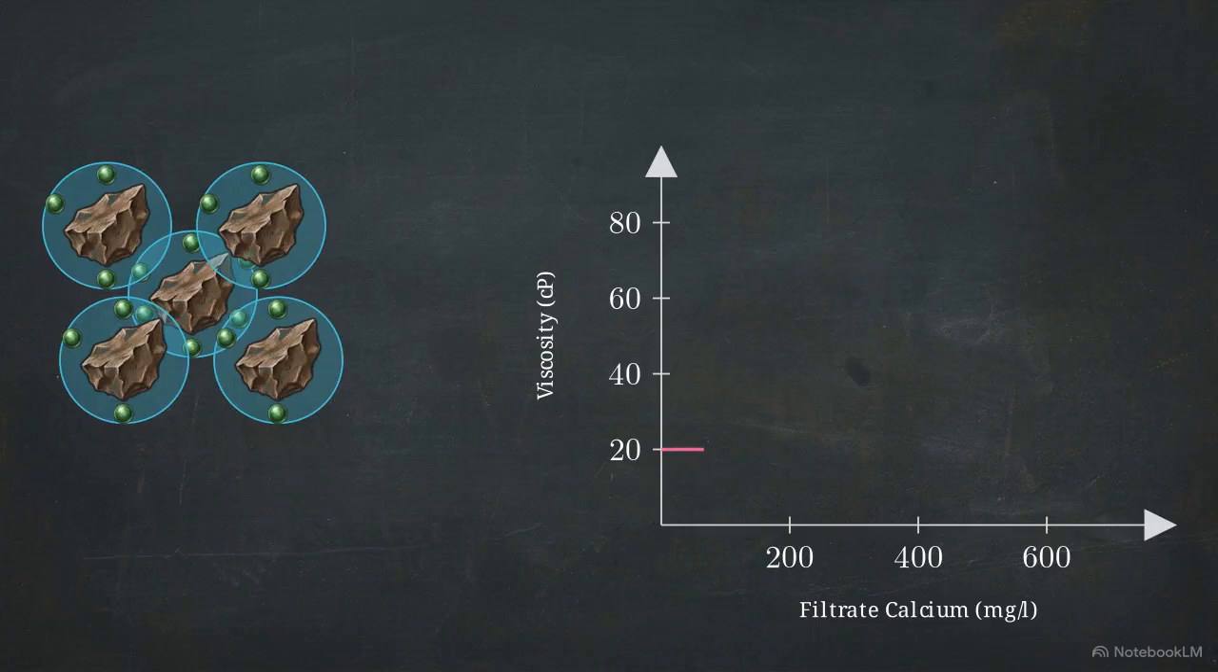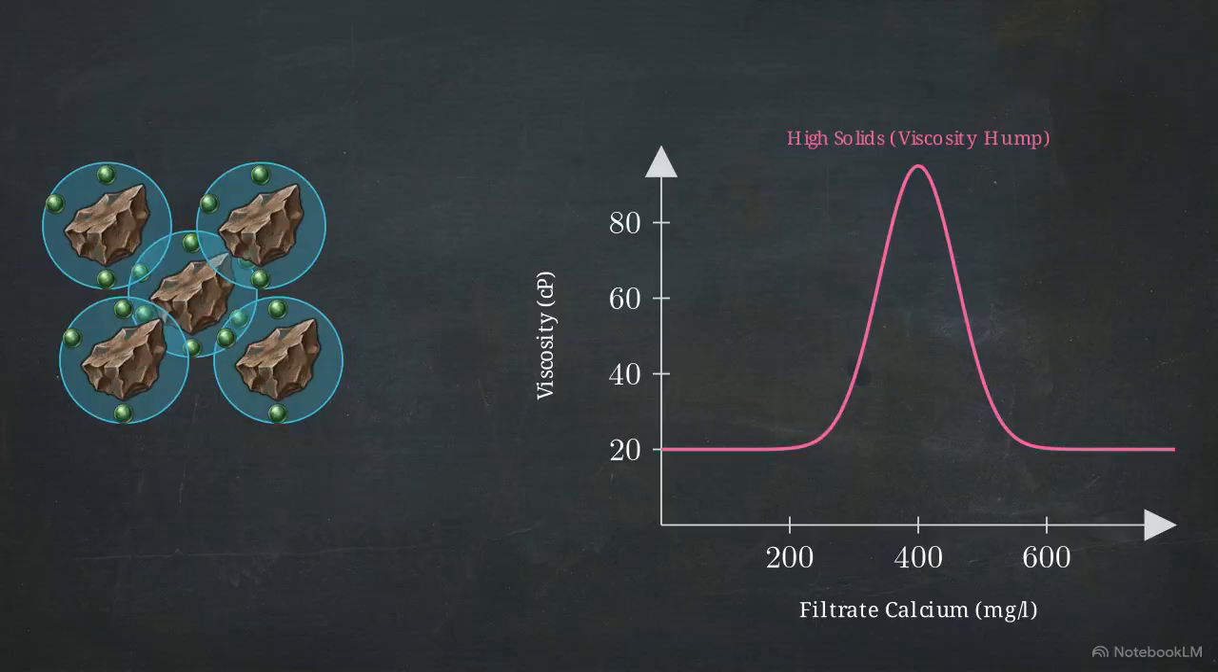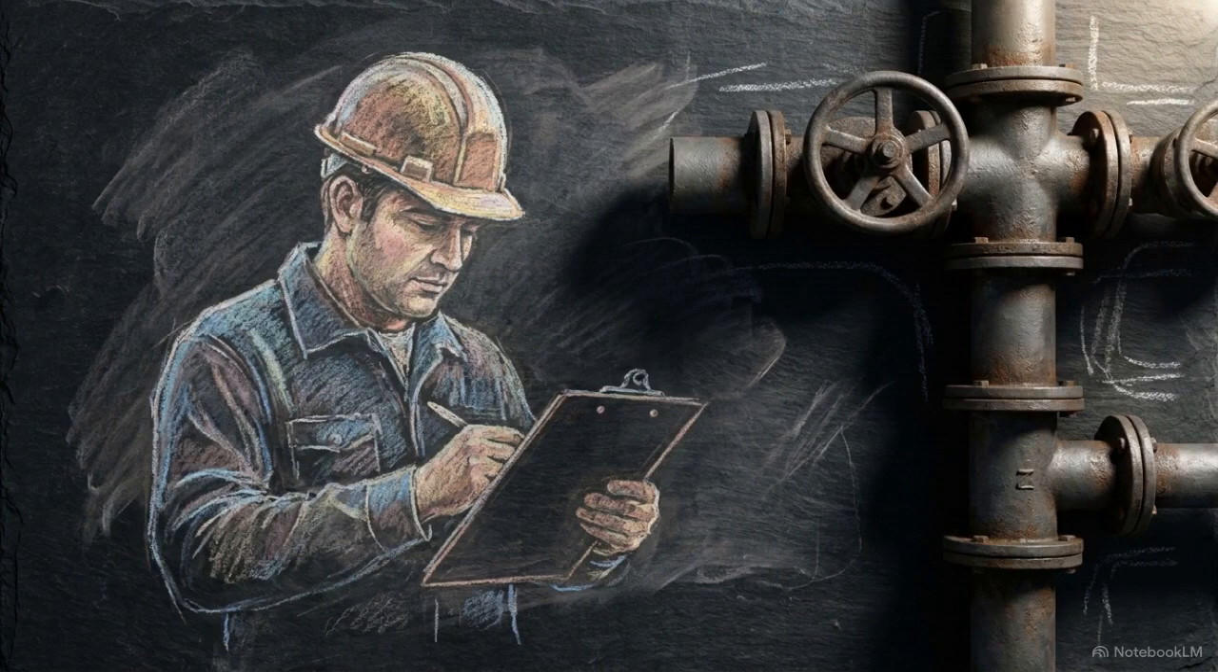This chart plots the effect of that clumping. As filtrate calcium increases in a high solid system, it creates a massive, sharp spike in viscosity, the breakover viscosity hump. To mitigate this risk, engineers mechanically reduce reactive solids, achieving a drastically flattened, safer viscosity curve. Achieving shale inhibition requires the mud engineer to intentionally destabilize and flocculate the fluid. The calcium breakover is a highly calculated operation on the rig.